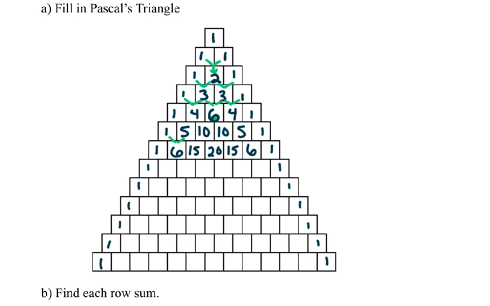Moving down further, 1 plus 6 gives us 7. 6 plus 15 gives us 21. 15 plus 20 gives us 35. 20 plus 15 gives us 35. 15 plus 6 gives us 21. And 6 plus 1 gives us 7.